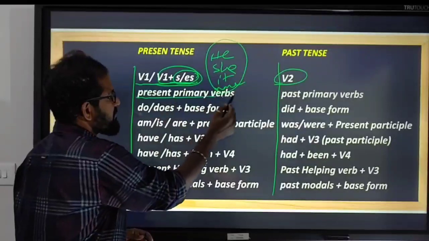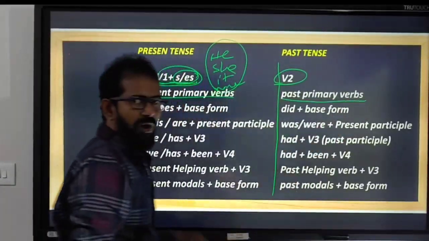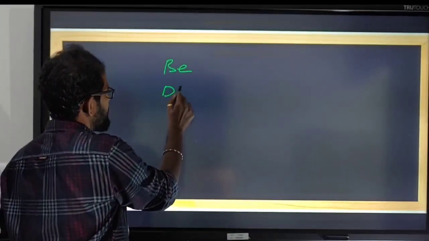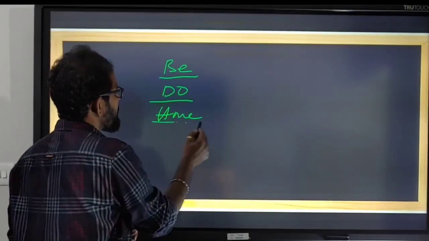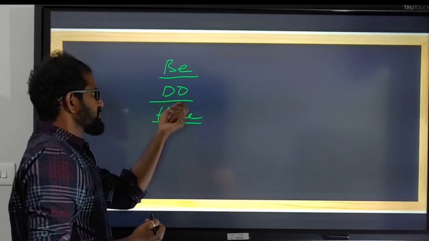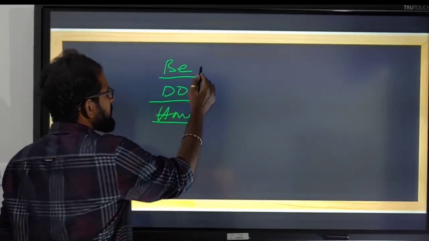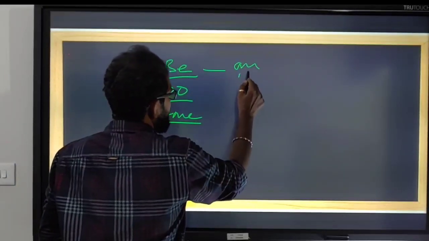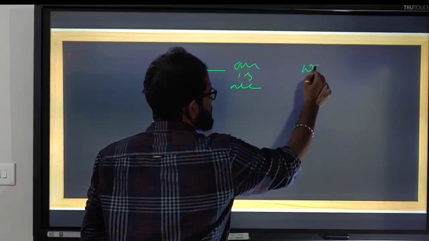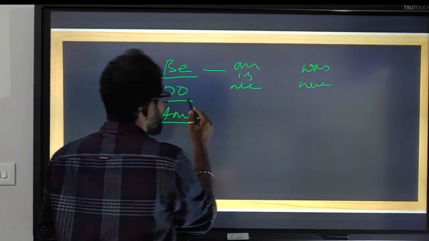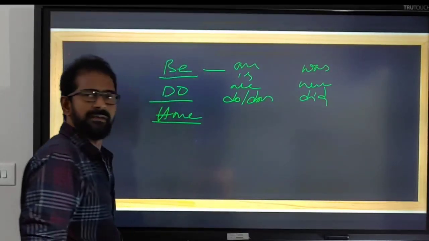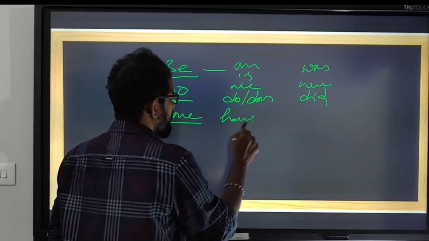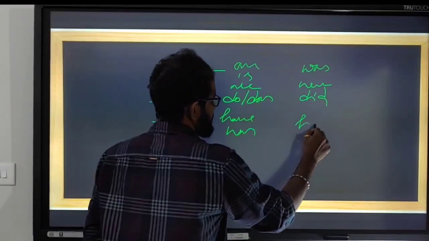Next, present primary verbs, past primary verbs. What are these primary verbs? We have 3 primary verbs: be forms, do forms, have forms. Even though these are auxiliaries, sometimes we use them as main verbs. Present be forms are am, is, are. Past be forms are was, were. Present do forms are do or does, and past is did. And present have forms are have or has, and past is had.